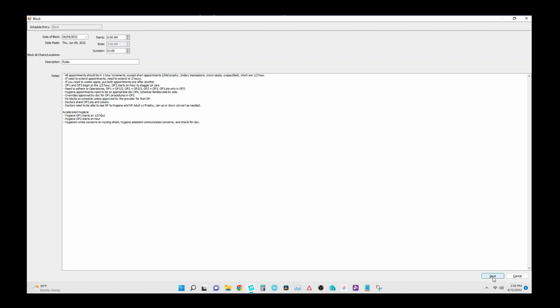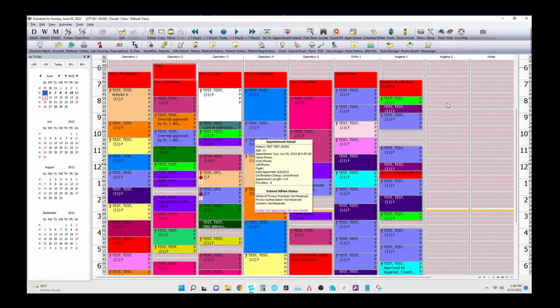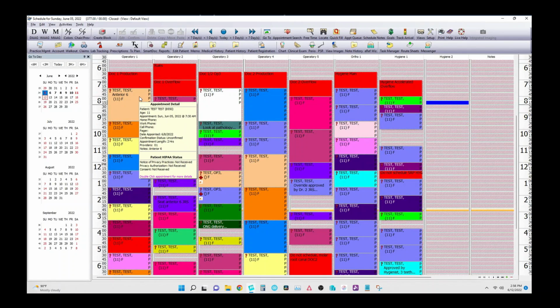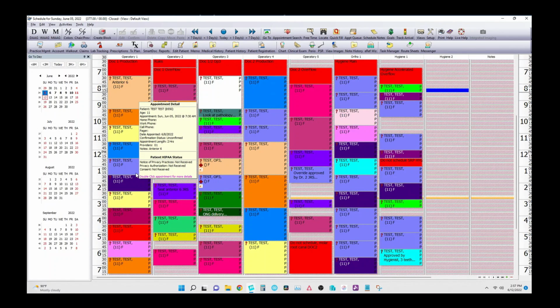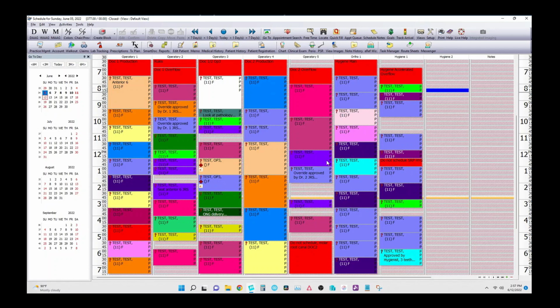So let's take a look at how some of these rules have been implemented in our schedule here. Okay, so this becomes the normal 2-doctor schedule, and you can pretend if this was just 1 doctor, it would just be OPs 1, 2, and 3. And here's a sample accelerated hygiene schedule. Okay. So let's go through some of these appointments and talk about them, okay?